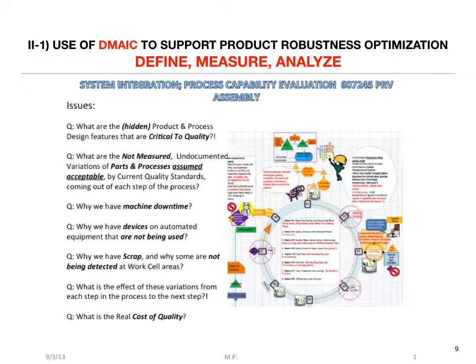Why we have scrap and why some of them are not being detected at work cell areas. What is the effect of these variations from each step process to the next step process? So we had quality and operational inconsistencies. We didn't know each inconsistency, how else besides impacting what was happening at this station, how else it was impacting the rest of the system, and what was the real cost of the quality.